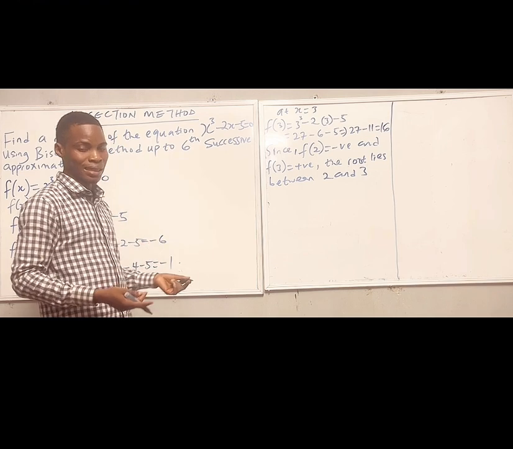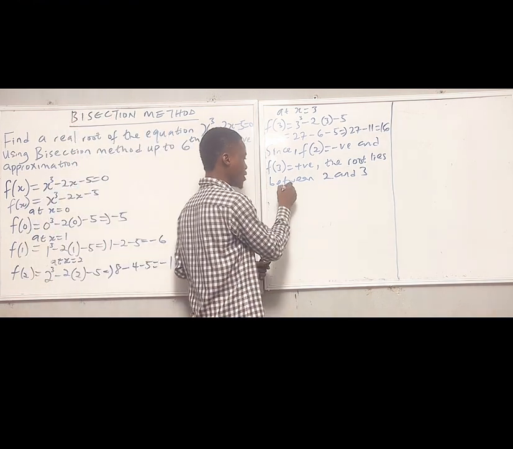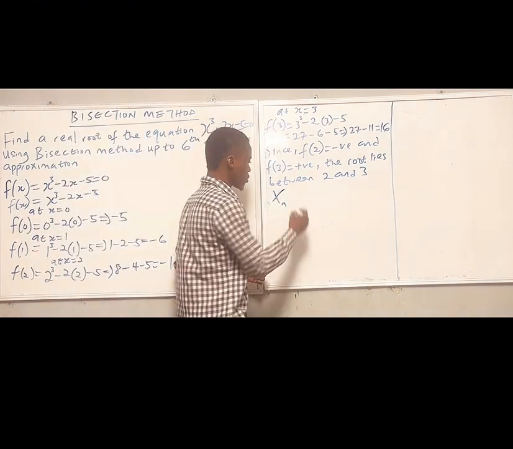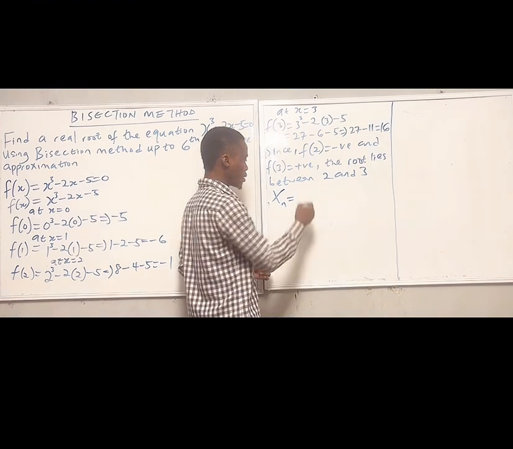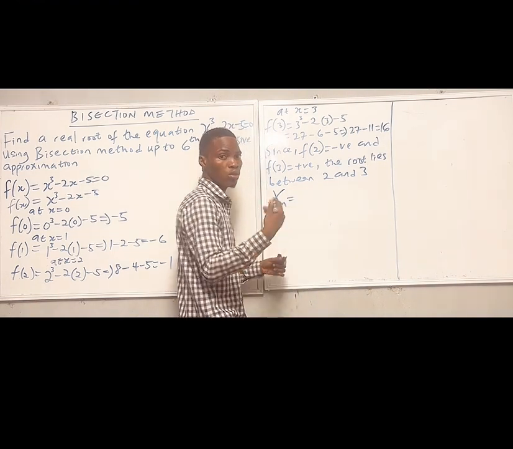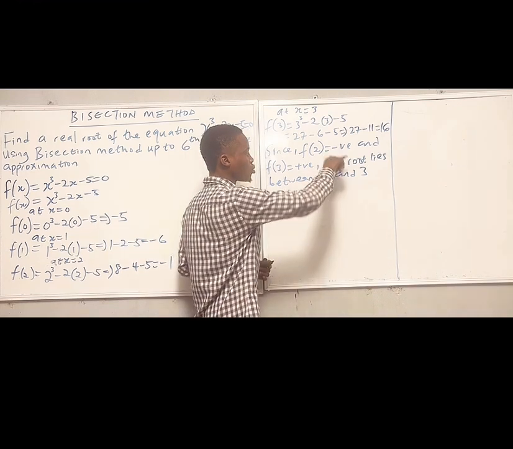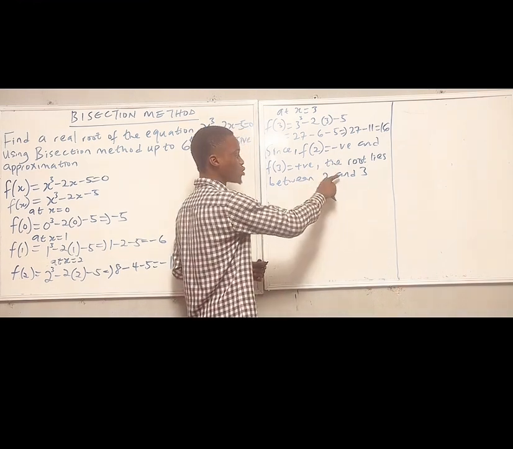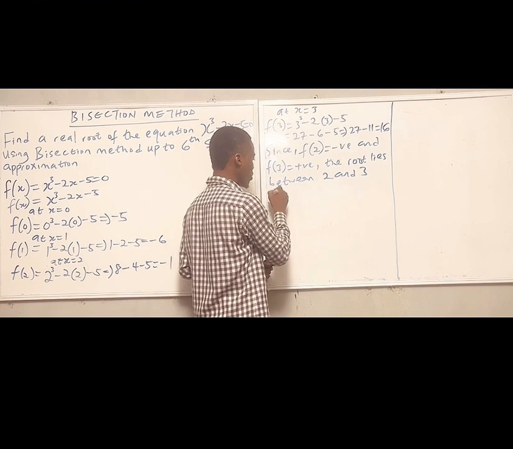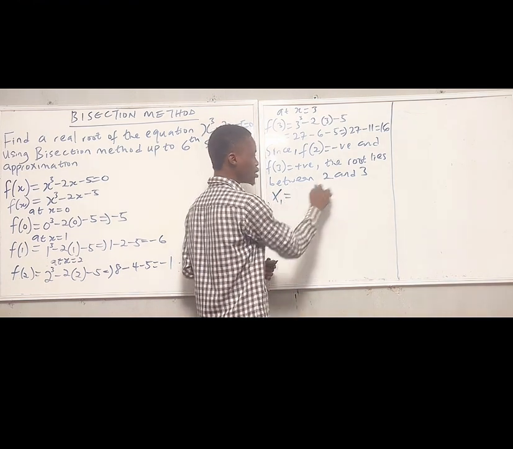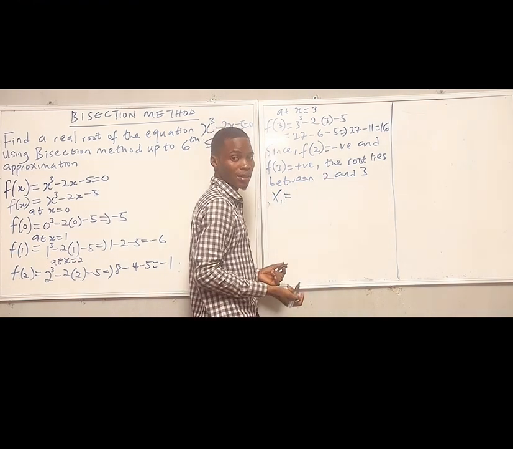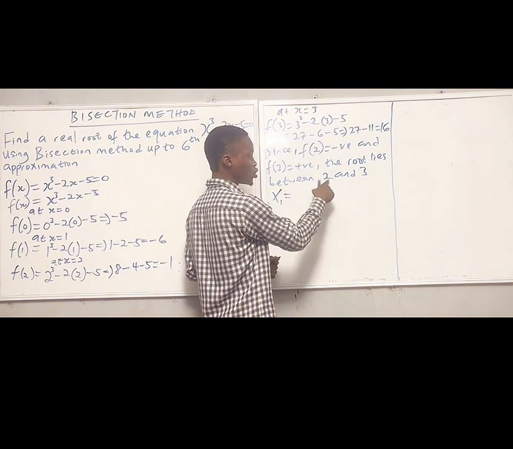So for me to get my first approximation, I'm going to do x1, x2, x3, x4, x5, x6. So if I have Sn like this, n is equal to 1, I'm going to have x1 till x6. For me to get my x1, I have to find the midpoint.